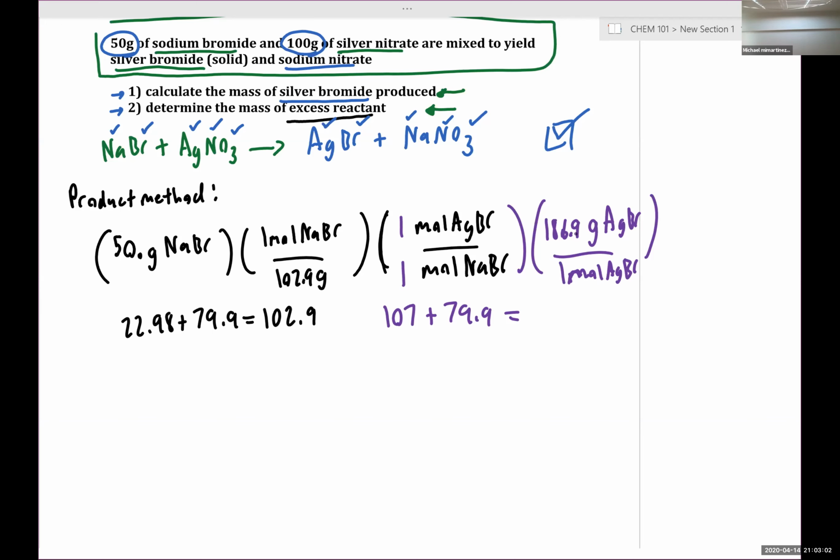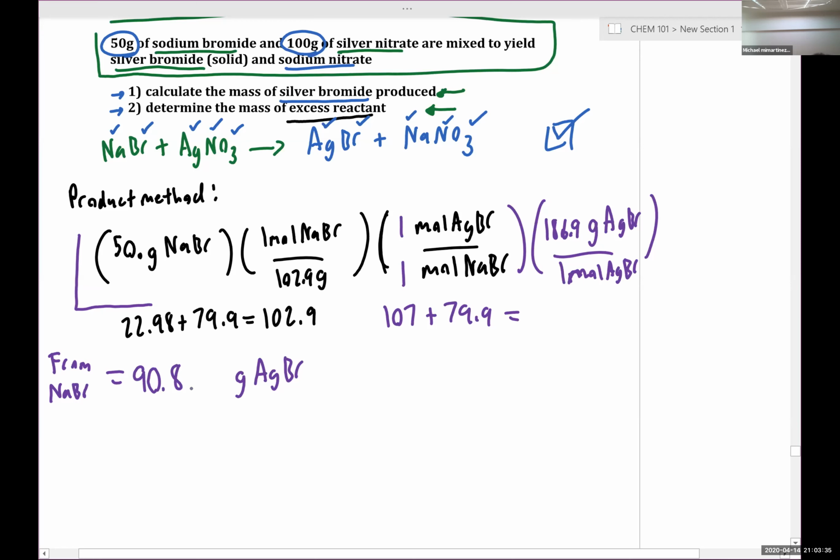Okay, wonderful. So now all we have to do is punch this entire expression in our calculator, and we're calculating from our sodium bromide how many grams of silver bromide we produce. Let's enter that into our calculator line by line. So we have 50 over 102.9 times 1 times 186.9. And that in turn gives us 90.81 grams of silver bromide, that we round to 91 grams of silver bromide.